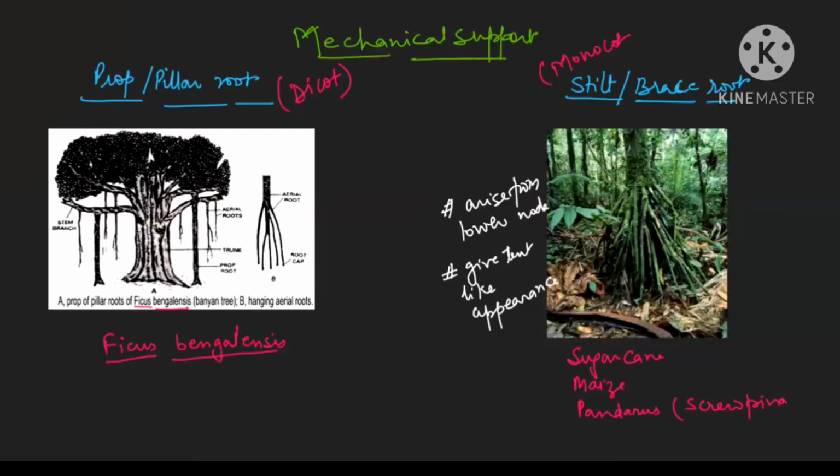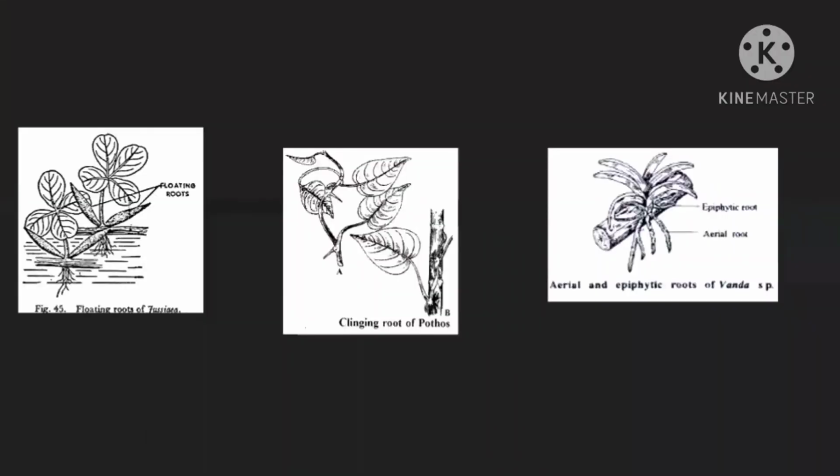Apart from the storage and mechanical support, some other modifications are also there. Let us see the adventitious root modifications for some other functions. For example, we find floating roots or respiratory roots. They are meant for floating and helping in respiration. The respiratory roots in the plant known as Jussia: in Jussia you find these floating roots.